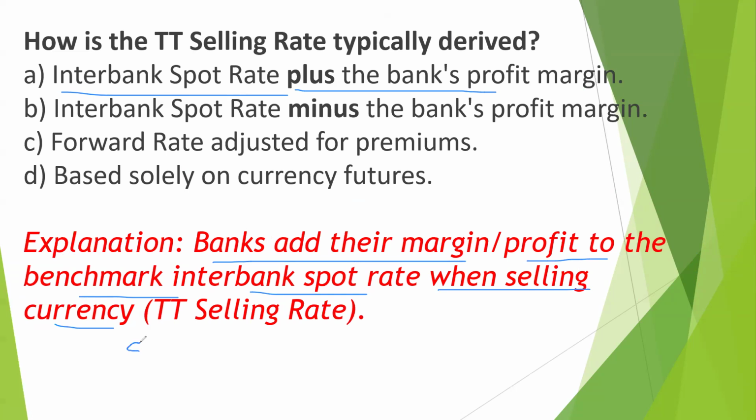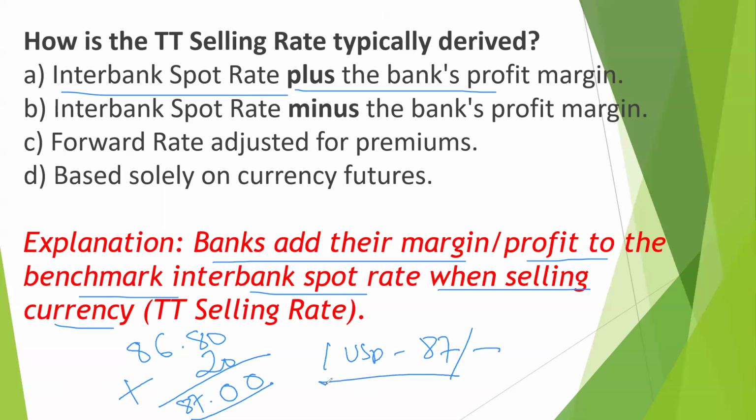Suppose the interbank rate is 86.80. The bank will add its margin. Suppose the bank is taking a 20 paisa margin. In that case, the bank will sell this currency at 87 rupees, so 1 USD will be 87 rupees for the customer, and the bank will be getting it at 86.80. In this 87, sometimes taxes will also be added. And you will always see rates written like 86.60 oblique 80. So always remember: the first rate is the buying rate, the second rate is the selling rate. The first rate is buying, and the buying rate is always cheaper. Selling is always higher.